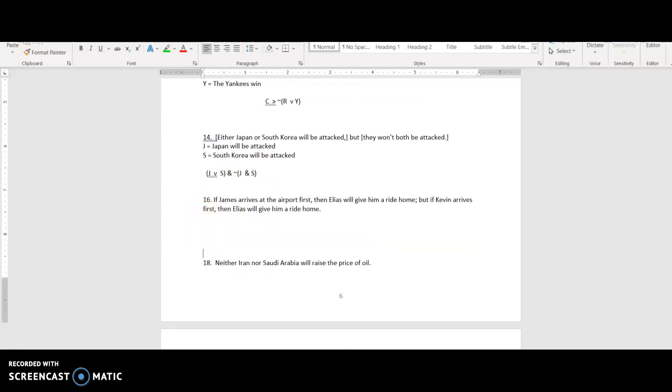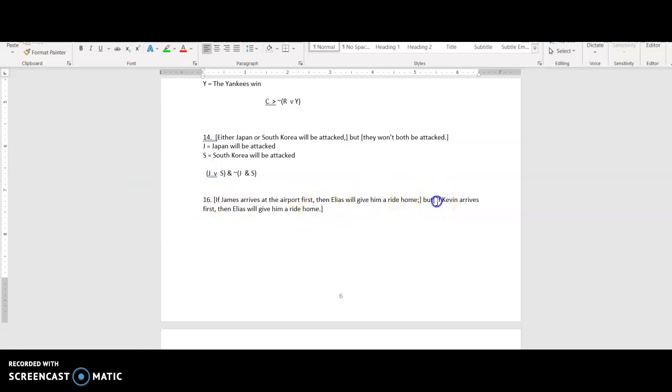All right, 16. If James arrives at the airport first, then Elias will give him a ride home. But if Kevin arrives first, then Elias will give him a ride home. All right. So this is a conjunction of two conditional sentences, right? So the but is the conjunction. Everything before the but is the left conjunct. Everything after the but is the right conjunct.